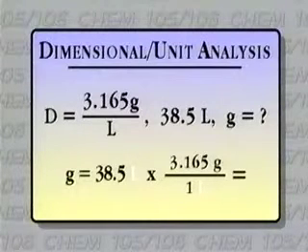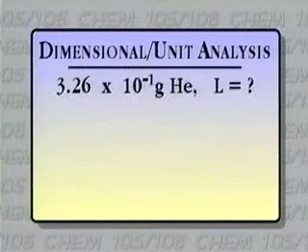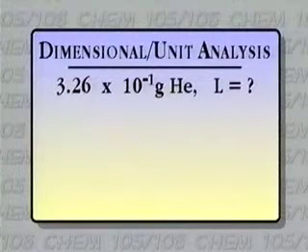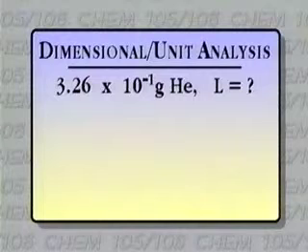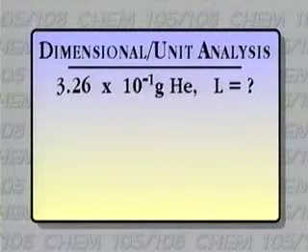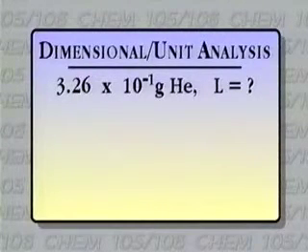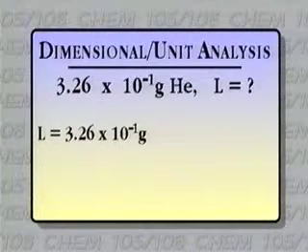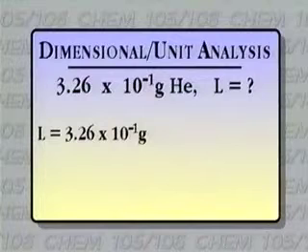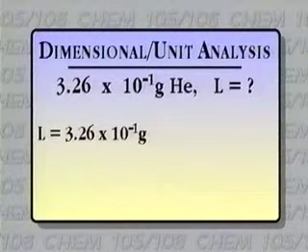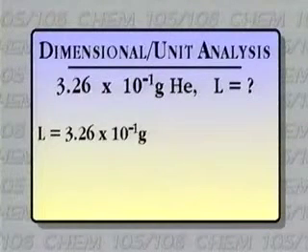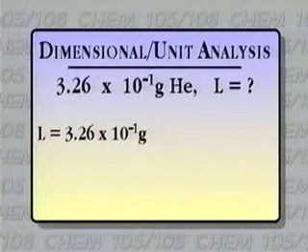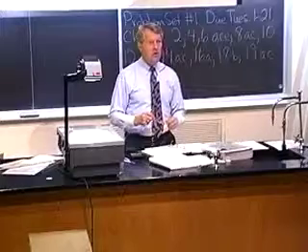The next one gives us a mass of helium. Ask for the liter, what volume. So this time we're setting up liters. And our measured quantity is 3.26 times 10 to the minus 1 grams. Now, we don't have any other information given in the problem, but preceding the problems, it indicates that we can find information in the text.